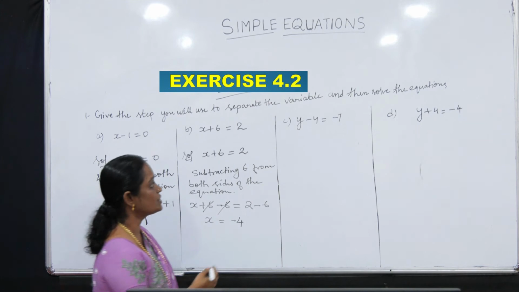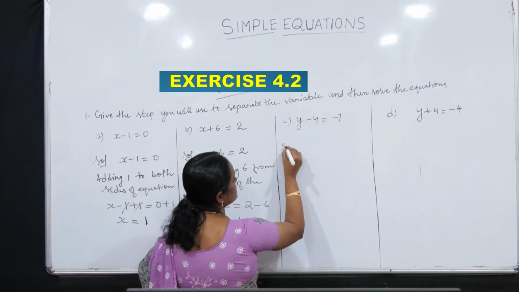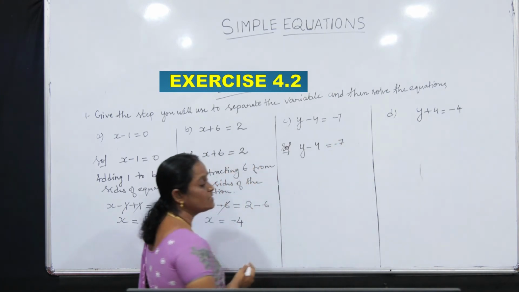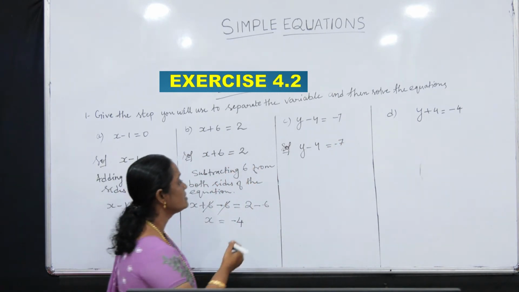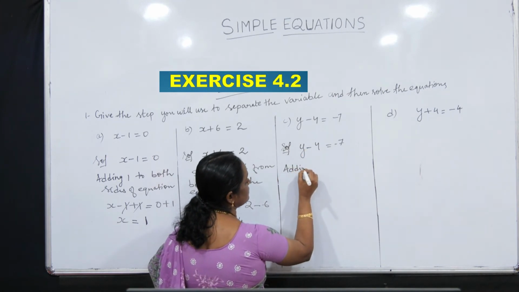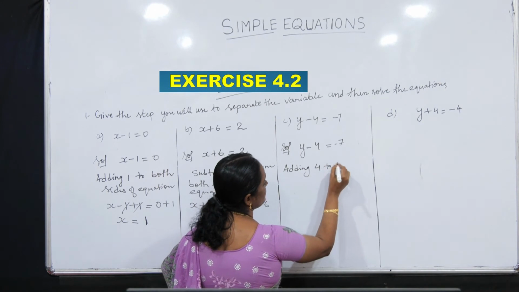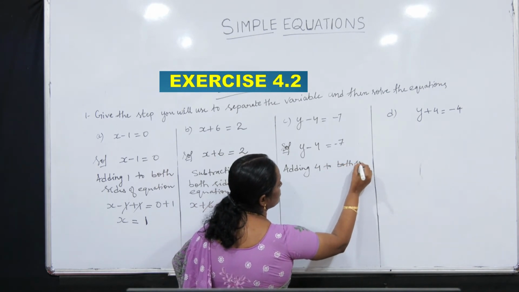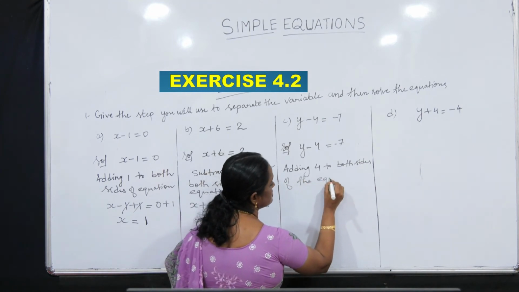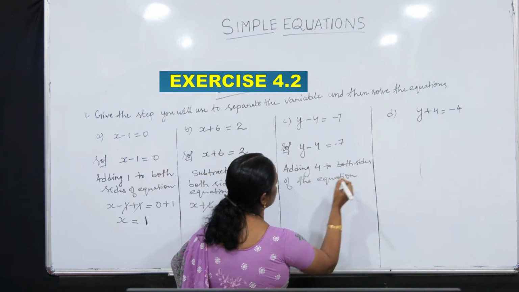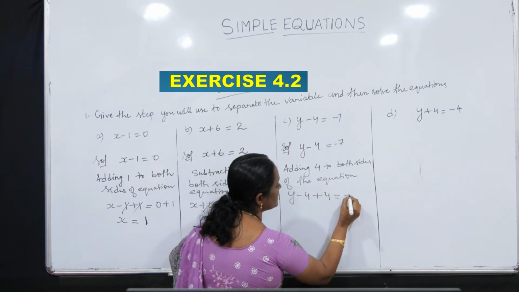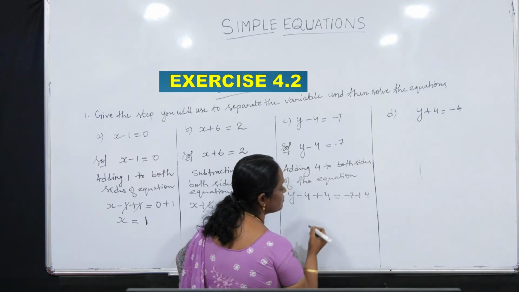So here the third equation is y minus 4 equal to 7. First we have to give the step to separate the variable. What is the step to separate the variable? Adding 4 to both sides of the equation. y minus 4 plus 4 is equal to 7 plus 4.